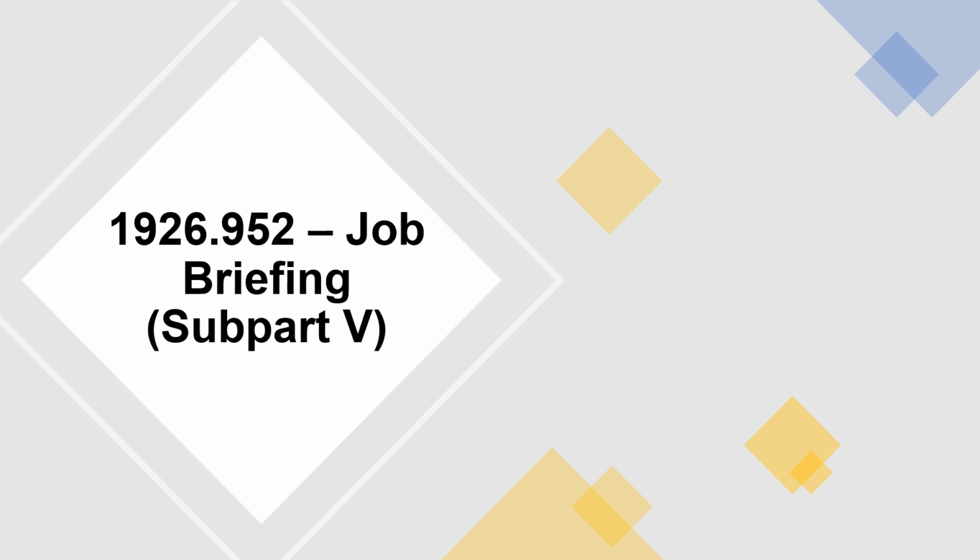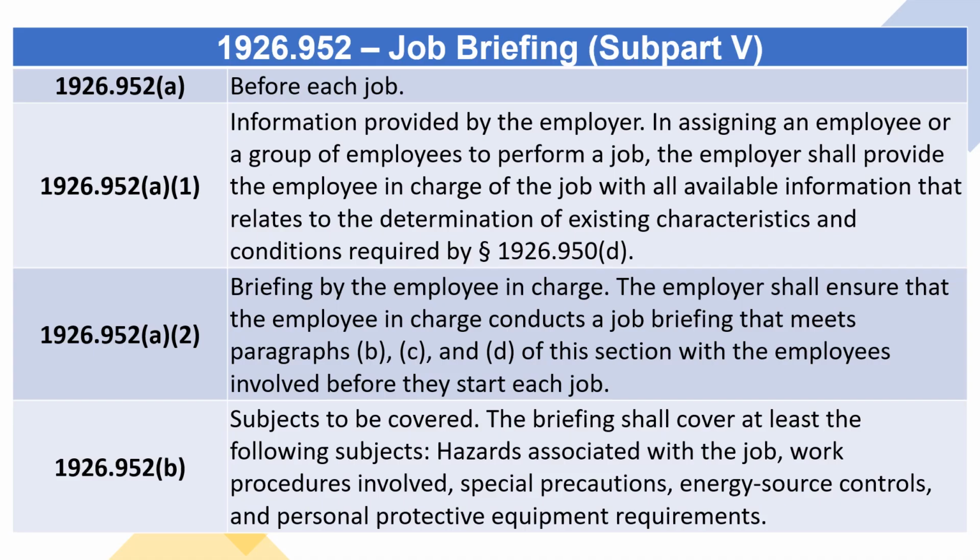1926.952, Job Briefing to Subpart V. 1926.952(a), Before each job. 1926.952(a)(1), Information provided by the employer.